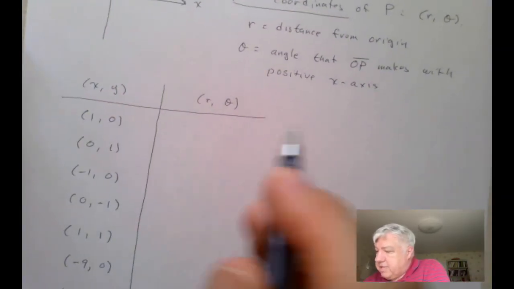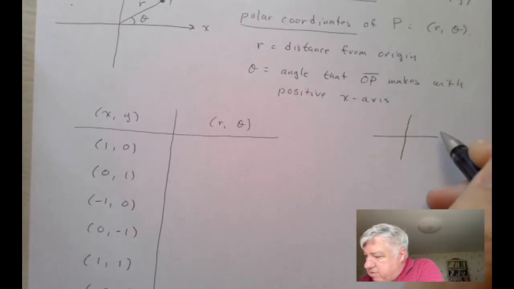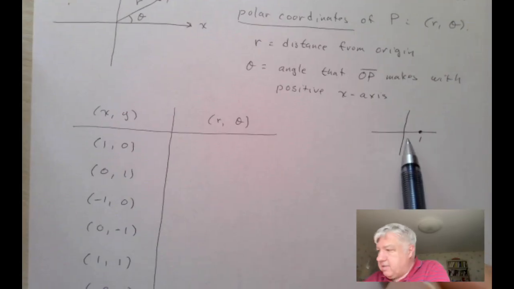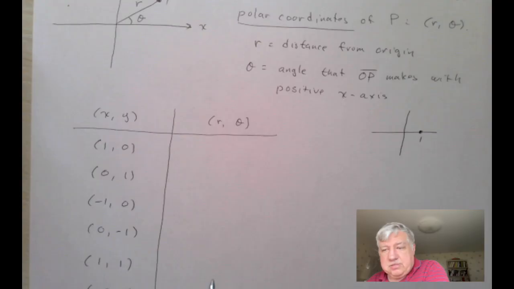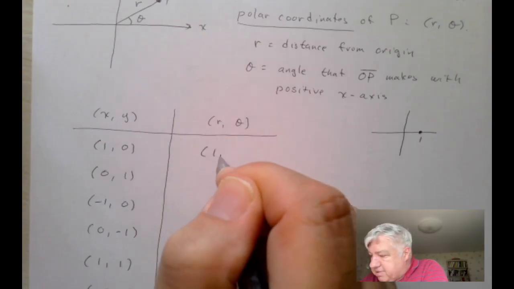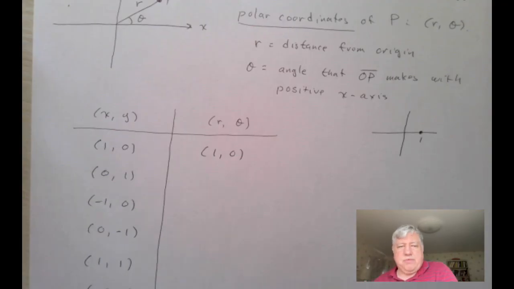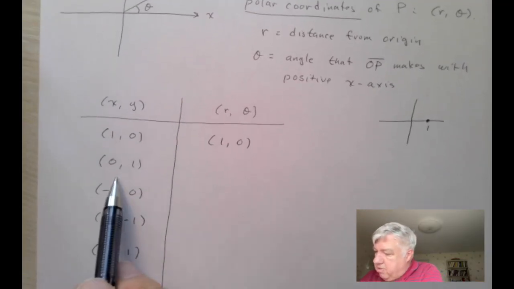So let's say the xy coordinate is, let's say, 1, 0. That is right on the x-axis. Obviously, the distance from the origin is 1, and the angle with the positive x-axis is 0. So in fact this is just the same: r equals 1 and theta equals 0. Now, we'll see that there are some other possibilities for r and theta later, but we'll keep with the obvious one.